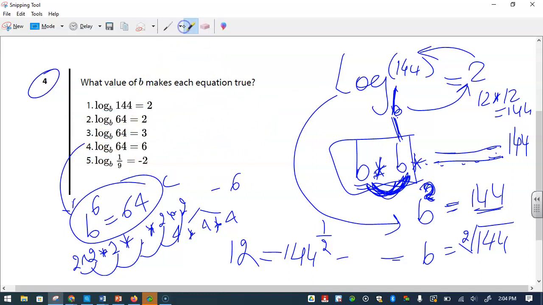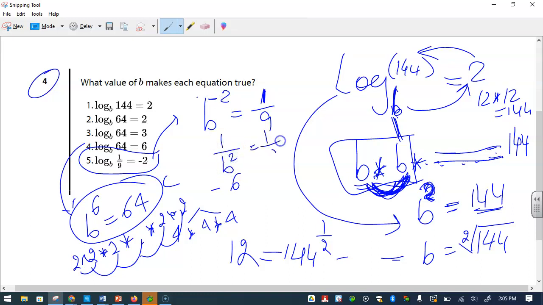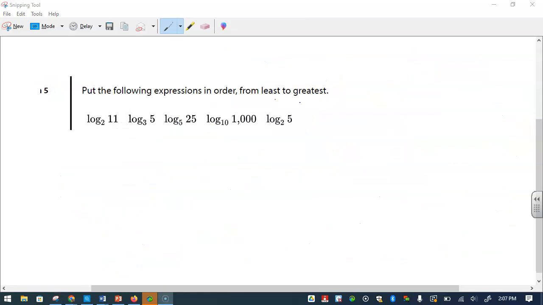This one is b raised to minus 2 equals 1 over 9. Now see, there's a fraction, right? I'm going to change the negative exponent to positive, so it becomes 1 over b raised to 2 equals 1 over 9. The top numbers are 1, so this b squared has to be 9, so b has to be 3. This question is from lesson number 10. If you missed that, this will help you.